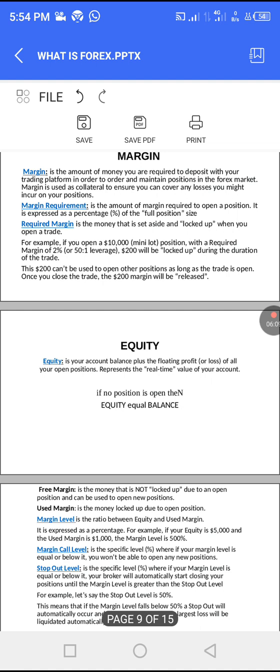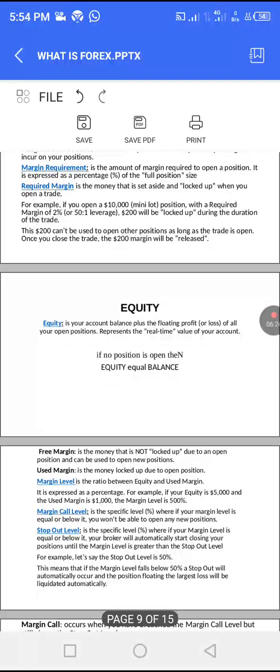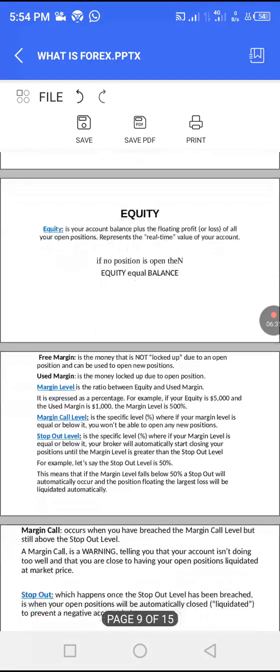Now, 10,000 divided by 50 is going to be $200. So now $200 will be locked up during the duration of the trade, which is your stake. This $200 can be used to open other positions as long as the trade is open. Once you close the trade, the $200 margin will be released.